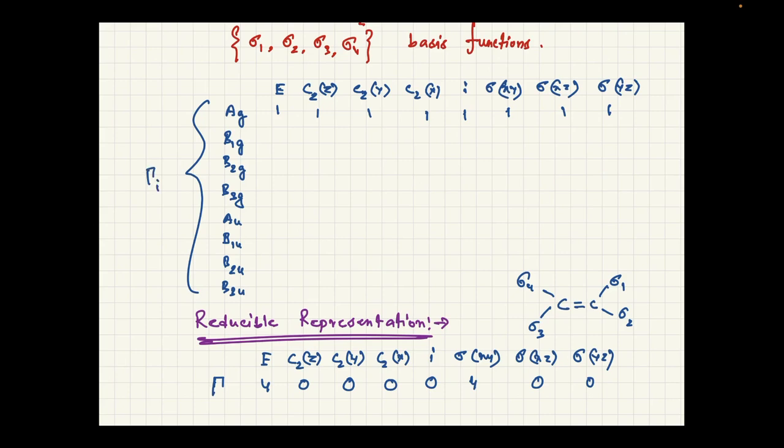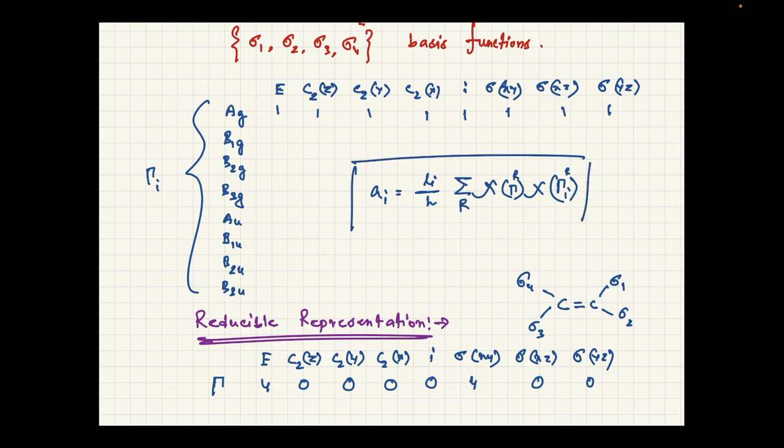So the contribution of each gamma I, AI, will be equal to Li by H. Li is the dimension of that particular irreducible representation. H is the total order of the group. Then the sum over R, where R is the symmetry operation, of the character of gamma times the character of gamma I. Okay. So this is the formula to compute the contribution of each irreducible representation to a particular reducible representation.